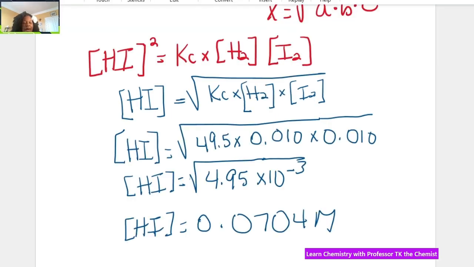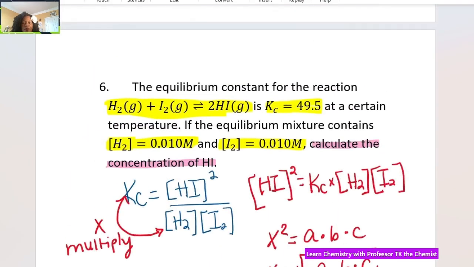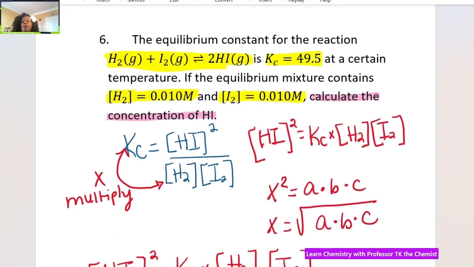So just to recap this, okay, this was our problem initially. The equilibrium constant was this formula here. They gave you the number, and then they gave you the concentrations of 2 of the 3. They wanted you to look for the third number. So how did we do that? Well, we had to come over here.